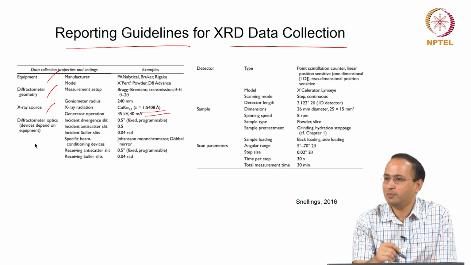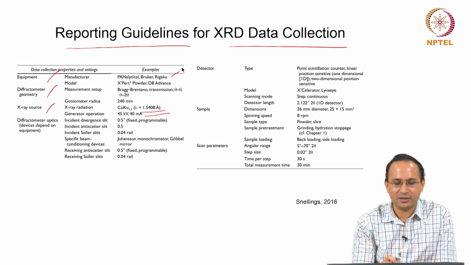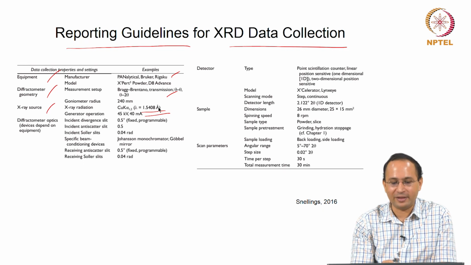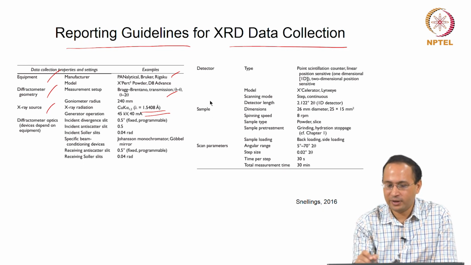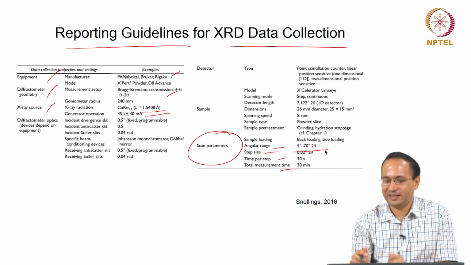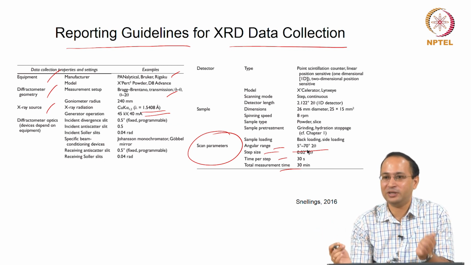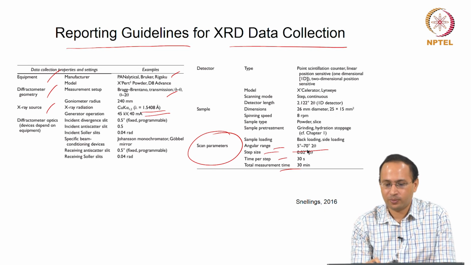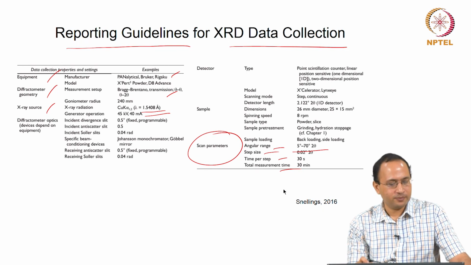So these are the things you have to keep in mind when you report the data, or when you see the data, you will see that this data was obtained using this instrument, for this geometry, with this wavelength, things like that. Then important is scanning parameters, very important. What were the step size, scanning rate, and the 2 theta range, in this case you see 5 degrees to 70 degrees 2 theta. So these are the common things you have to report. Measuring time.